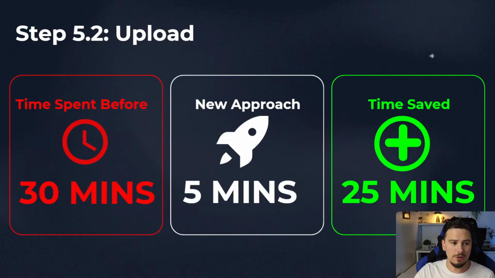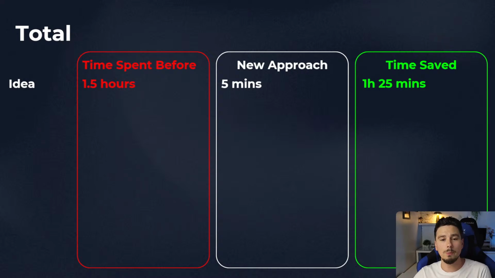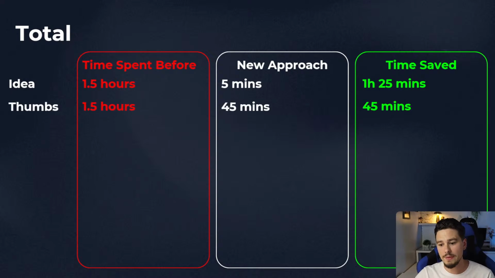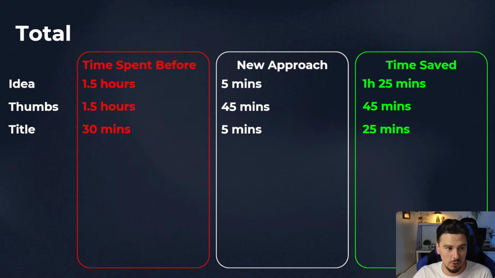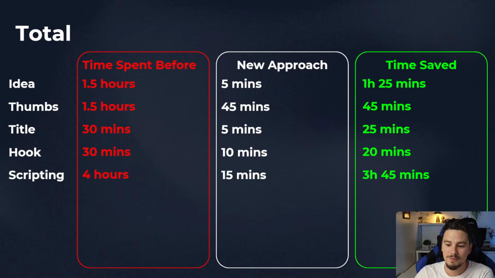And now, from 30 minutes, let's say 5 minutes because I double check everything, still 25 minutes saved. Now, to sum it up and really prove it to you: the idea went from 1.5 hours to 5 minutes. The thumbnails went from 1.5 hours to 45 minutes, because we still need to do the production. I like to take control of this myself because it's so important. Title from 30 to 5 minutes. The hook from 30 to 10 minutes, and scripting from 4 hours to 15.